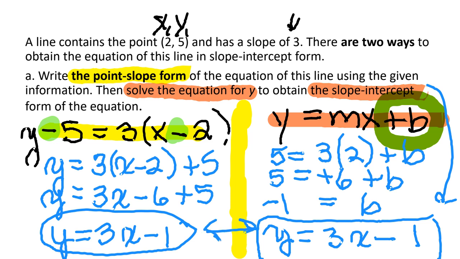One used point-slope form. That was the yellow side. The orange side used slope-intercept form. They are the same equation. It's just we had to do a little manipulation with the point-slope form to look like the slope-intercept form. We're solving for y if we have to graph. If we want slope-intercept form, we're solving for y.